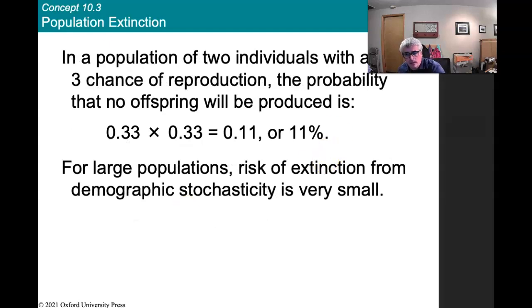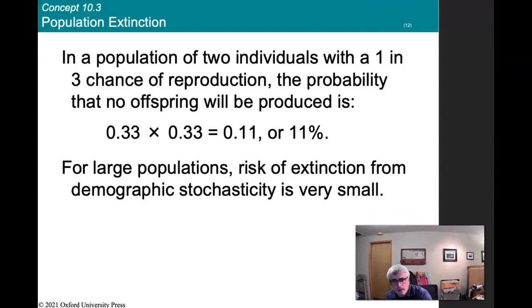This is broken down here, which is kind of an interesting way of thinking about it, which is in a population of 2 individuals with a 1 in 3 chance of reproduction, the probability that no offspring will be produced is 11%. And this chance of 1 in 3 in successfully reproducing is actually a relatively high number. There's lots of species where few individuals wind up making it to reproduction. And so you can say, well, we've got 2 individuals, there's a good chance that they'll have young.